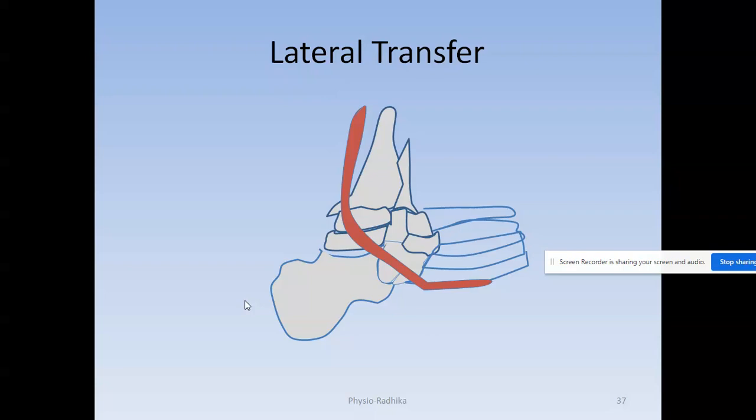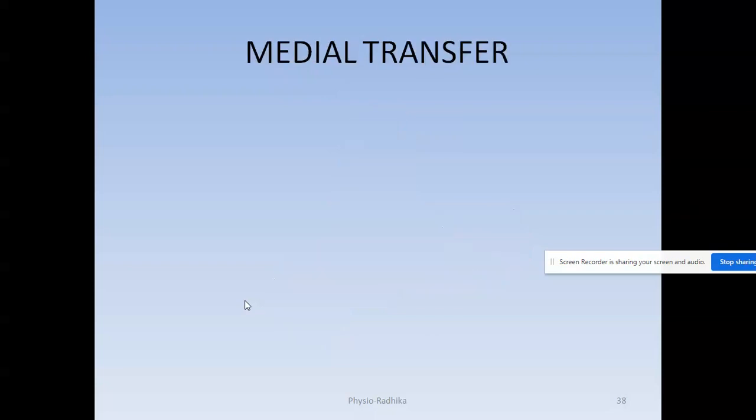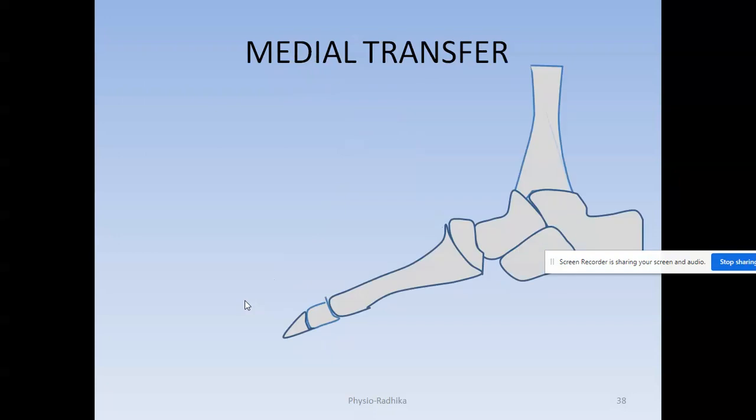The surgery is performed when peroneus brevis is damaged or ruptured. So peroneus longus is chosen, the insertion is removed and replaced on the navicular bone to carry the eversion of the foot. Coming to the last transfer, that is medial transfer.